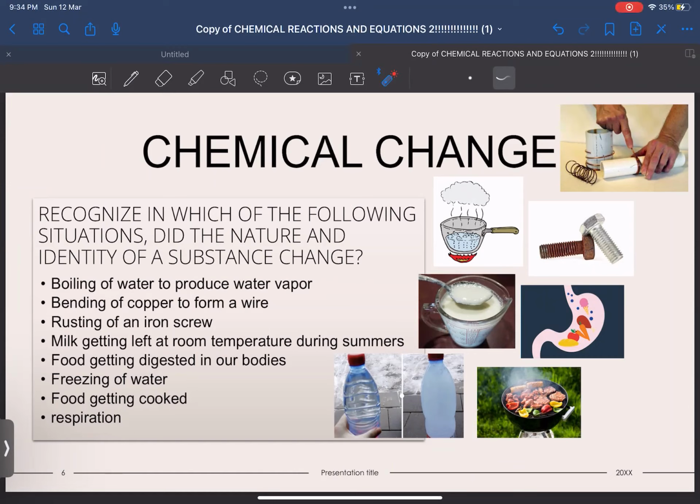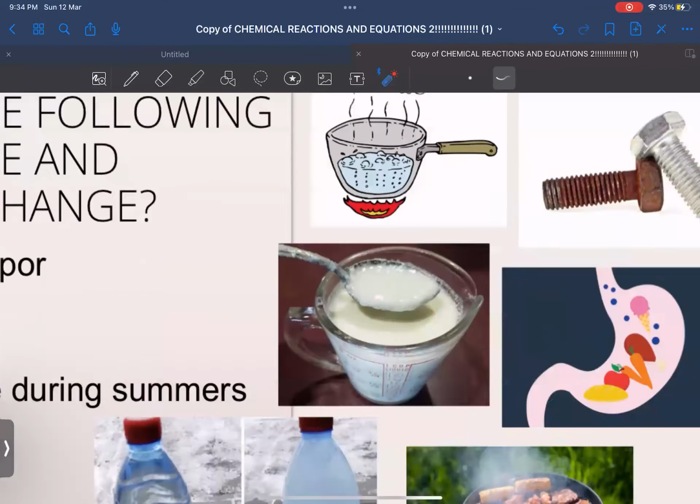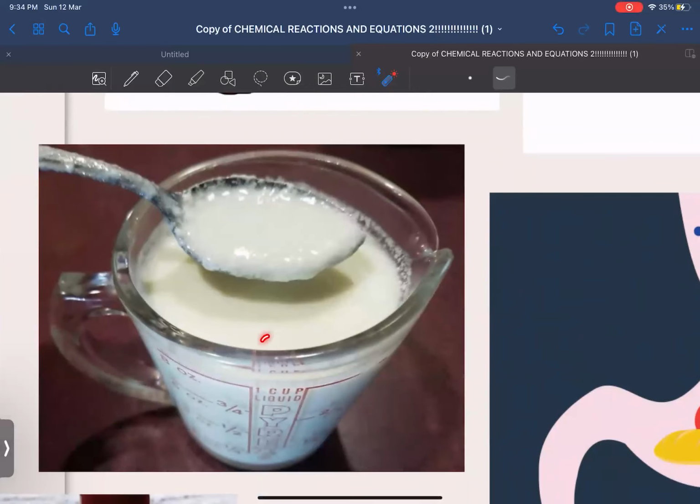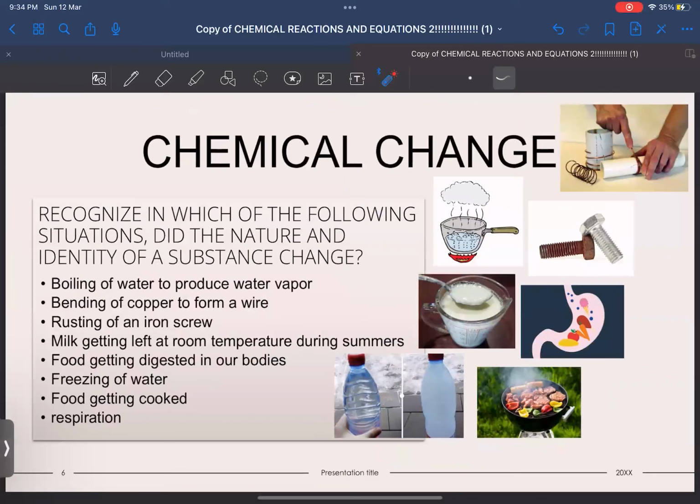Next, we get milk. Milk getting left at room temperature during summers. When we leave milk at room temperature during summers, there are some microbes on the milk which convert it into a sour substance, or into curd. This cannot turn back into milk again. Once these microbes have changed the milk, it is completely transformed and it cannot be turned into milk again. So it is a chemical change, not a physical change.